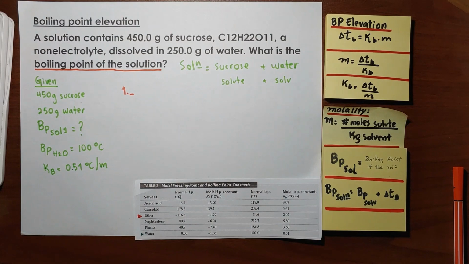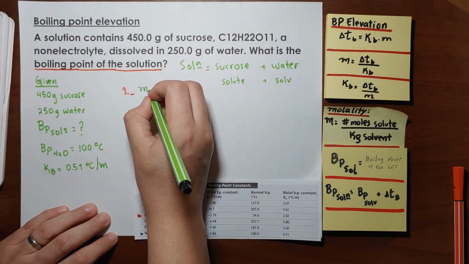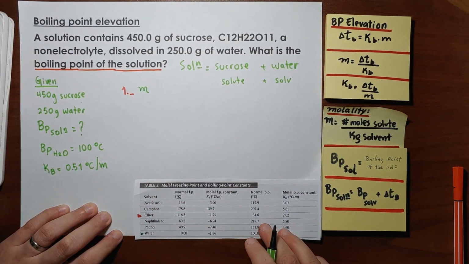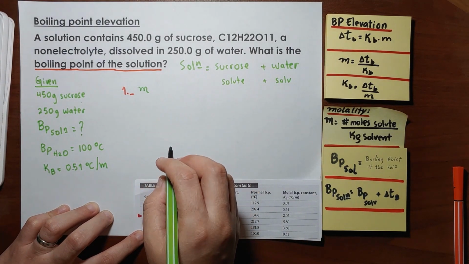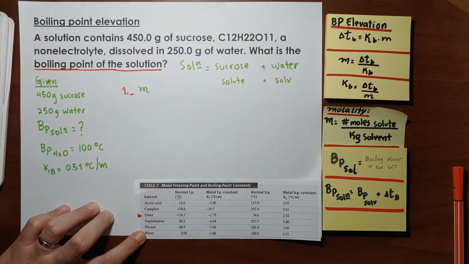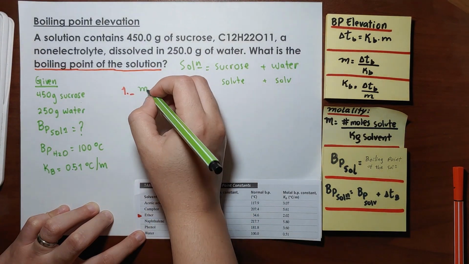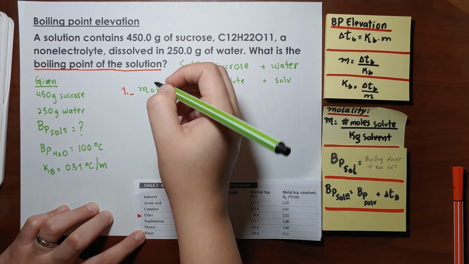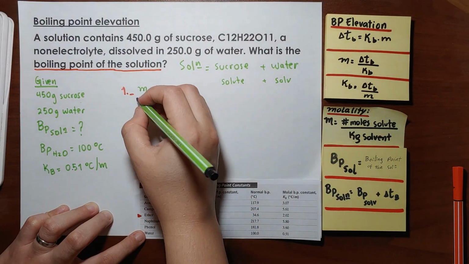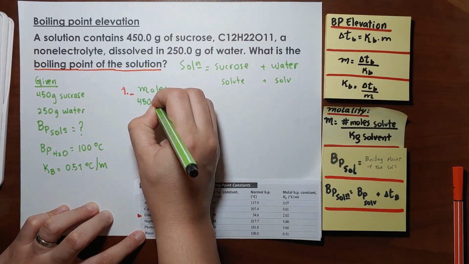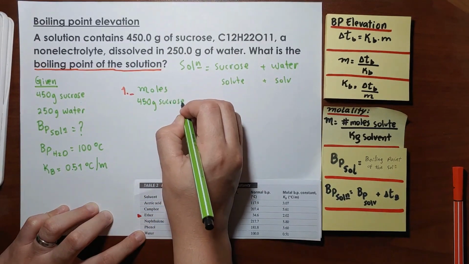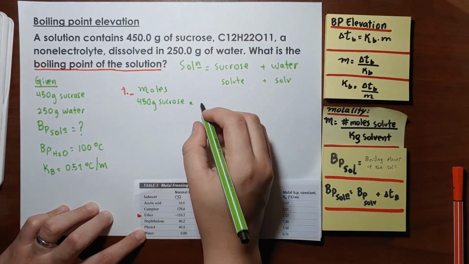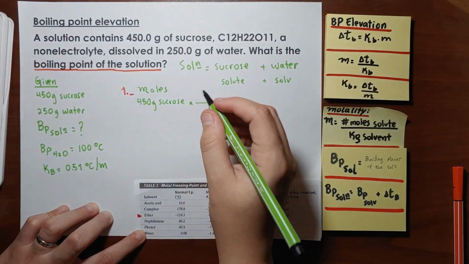First step is molar concentration. It's number of moles of solute per kilogram solvent. I don't know my number of moles. So I'm going to calculate the number of moles first. How? Because they are giving me 450 grams of sucrose. So I'm going to multiply this times the molar mass.